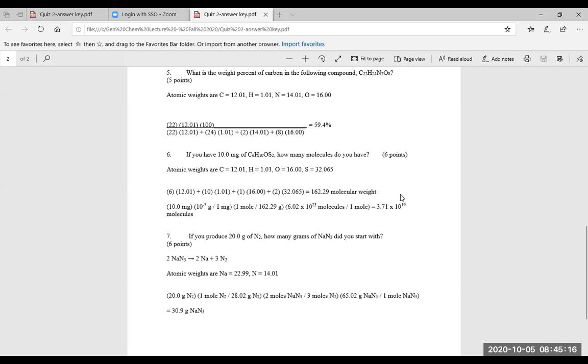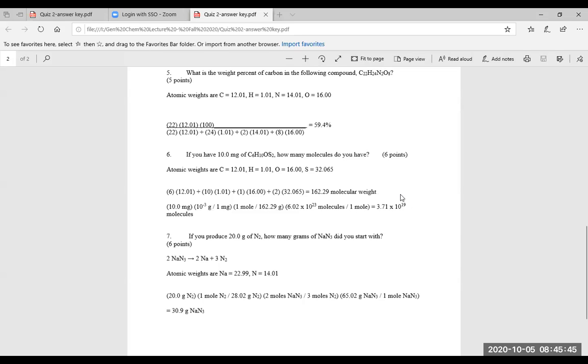So now you have moles of N2 in your numerator. In order to cancel out those moles of N2, you would need moles of N2 in your denominator and then moles of NaN3 in your numerator. So then you have 2 moles of NaN3 divided by 3 moles of N2. Those N2 moles units cancel. Now you're in moles of NaN3.